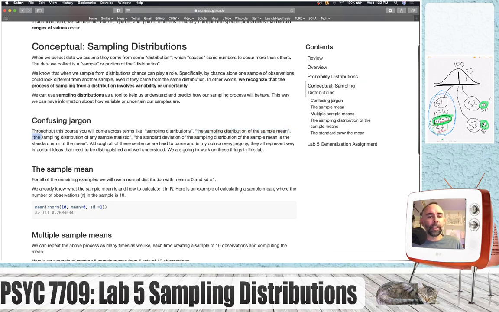We can also talk about the sampling distribution of any sample statistic. So we don't need to take the mean of each sample and look at those values. We could take any statistic of our sample. So it's kind of a broad concept. This is a really long sentence. The standard deviation of the sampling distribution of the sample mean is the standard error of the mean. This is a new concept, the standard error of the mean. It's related to concepts you've already learned, but it is a concept that applies to sampling distributions and not individual samples.